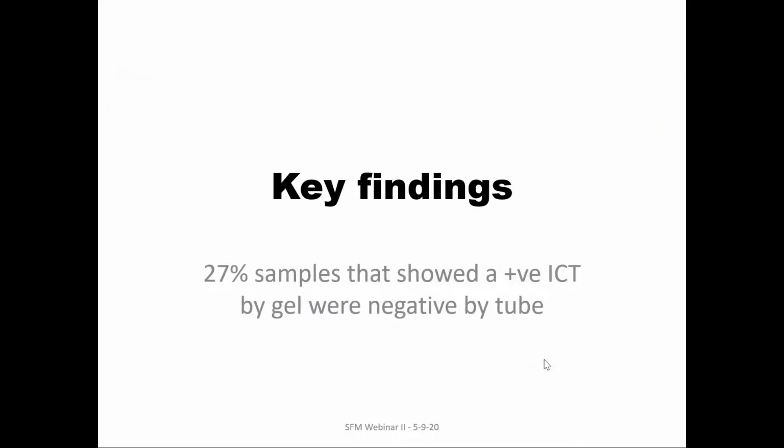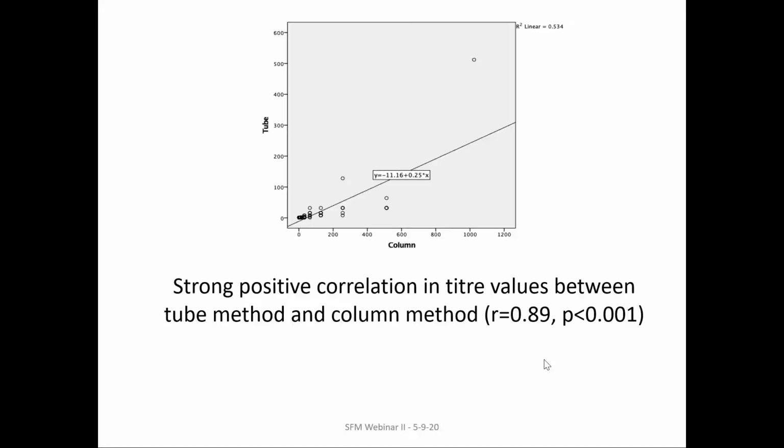Now, the key findings from this study were we had a sample size of 64 ICT positive samples, and of these 64, 27% of samples that showed a positive ICT by the gel method were actually negative when you repeated them by the tube titer method.